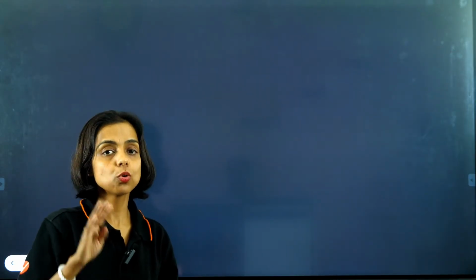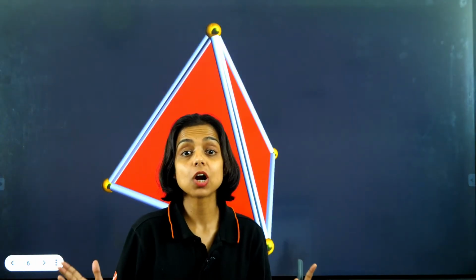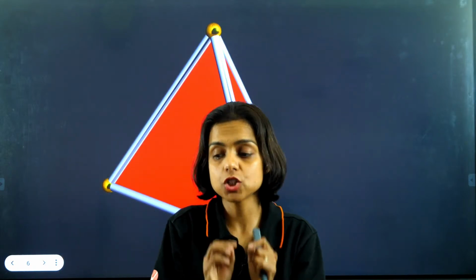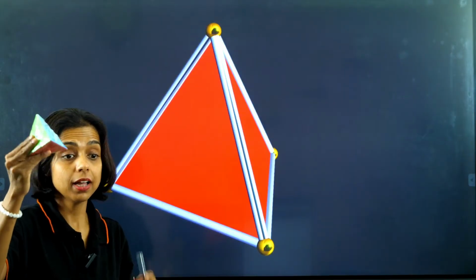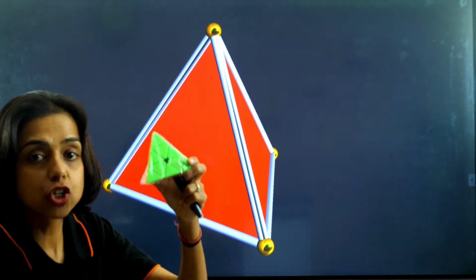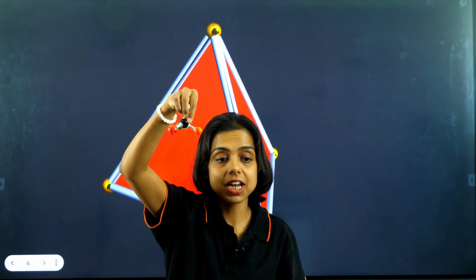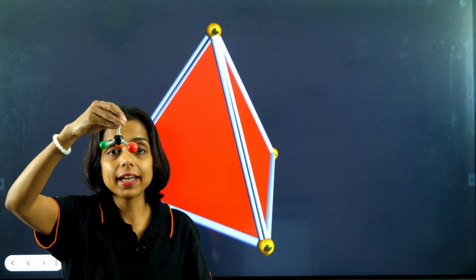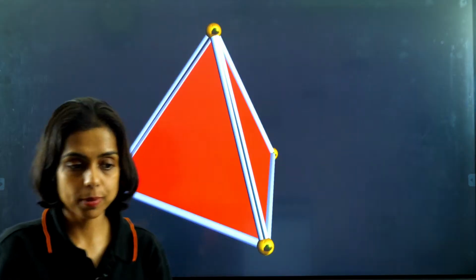Now let us take those cases in which there are 4 electron pairs around the central atom. If there are 4 electron pairs around the central atom, the shape that the molecule will acquire is this. This is the tetrahedral shape, right? I showed you this molecule last time. There is a central atom and there are 4 bond pairs. And what is the bond angle here? Between the 2 bonds, 109.5 degrees. This is the tetrahedral shape, guys.